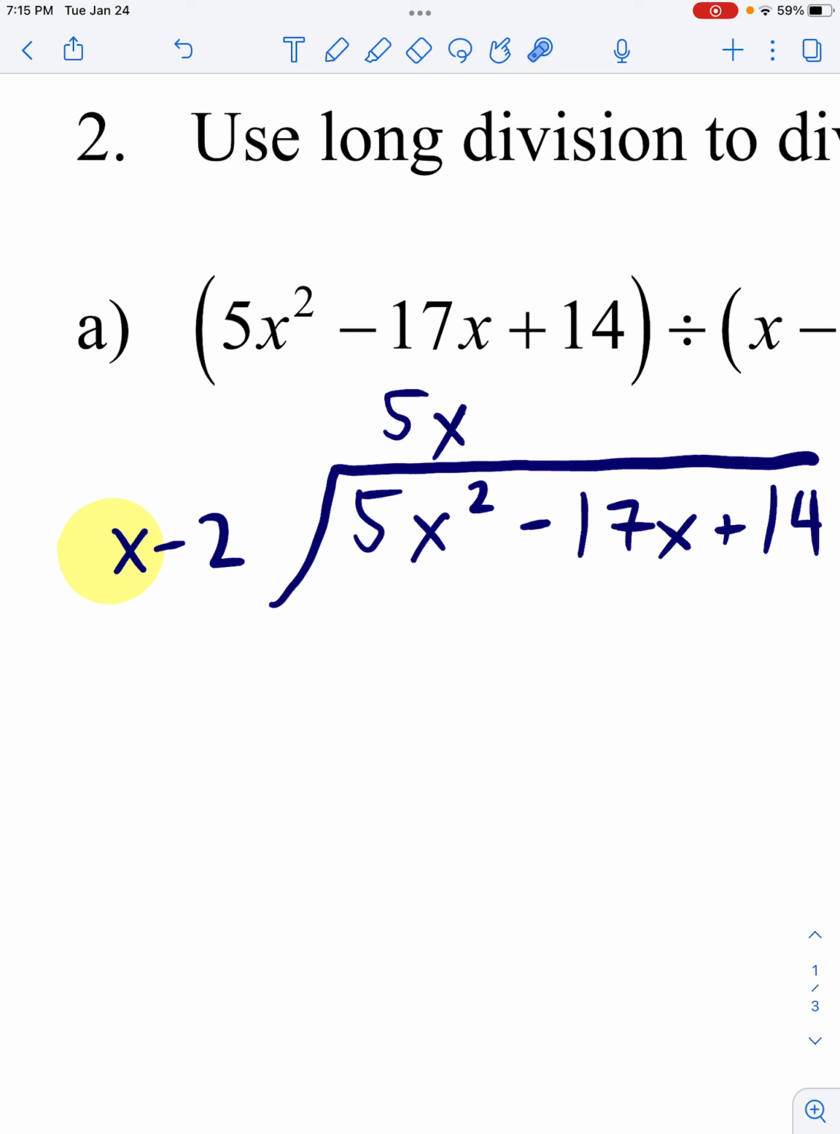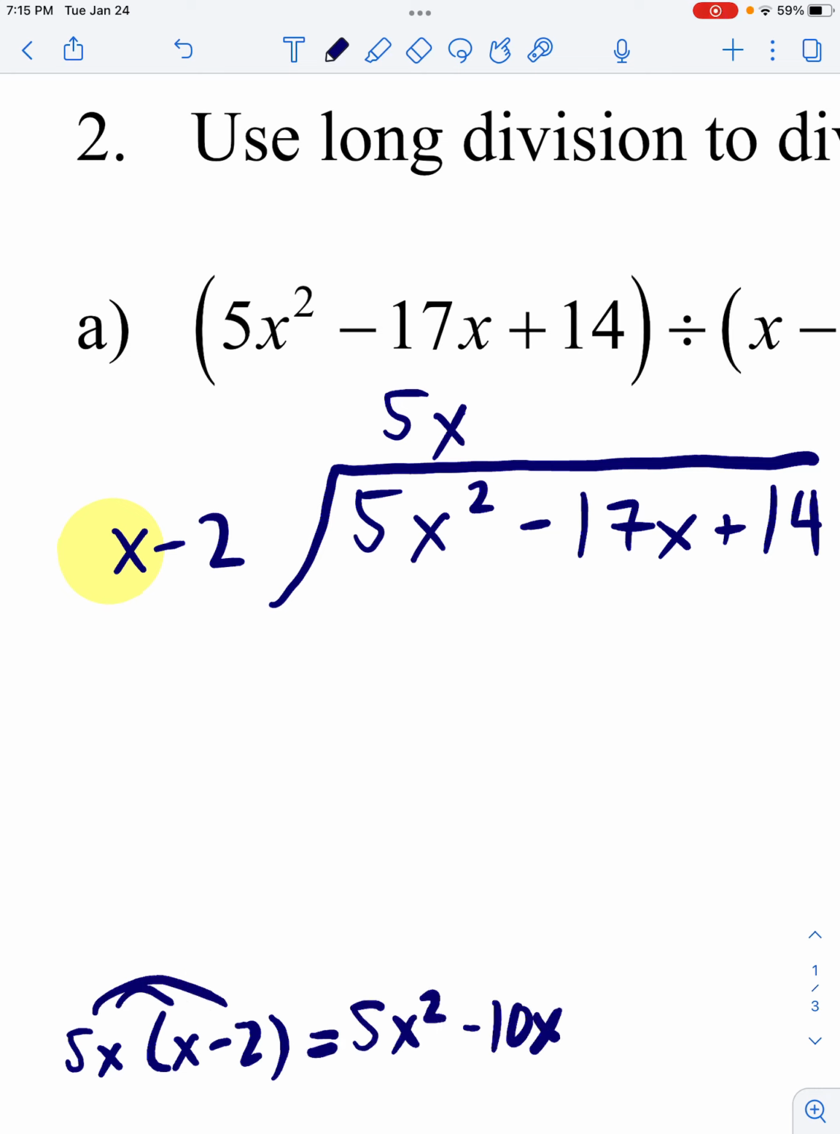Second step. We take that 5x here and we multiply it by this whole divisor. So we're going to do 5x times x minus 2. That gives us 5x squared minus 10x. What we do with that is we write it up here below these first two terms. So we do 5x squared minus 10x, just like we did in 4th grade, just with x's and stuff.